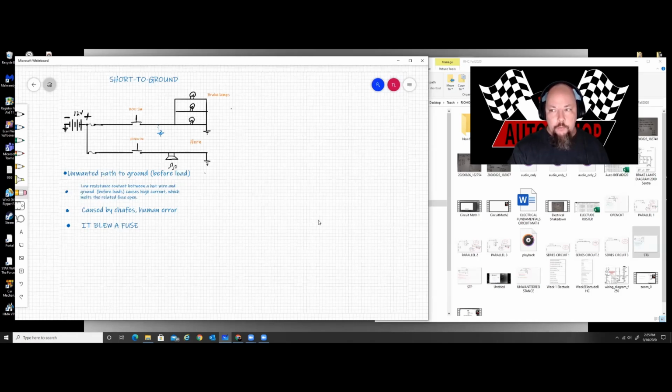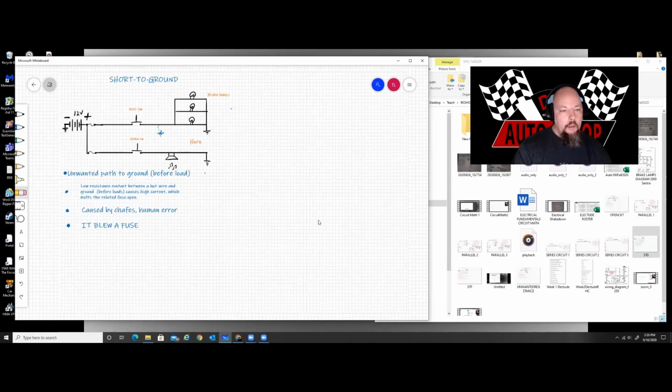You may not notice it for quite some time, and depending on the severity of the short to ground, it may invite corrosion because of a cut wire or something like that, and then you notice it because of a resistive effect that started to build up rather than an excessive current flow issue. So as far as the fault itself goes, we're going to concentrate on it being before the load because that is the most problematic you're going to run into.